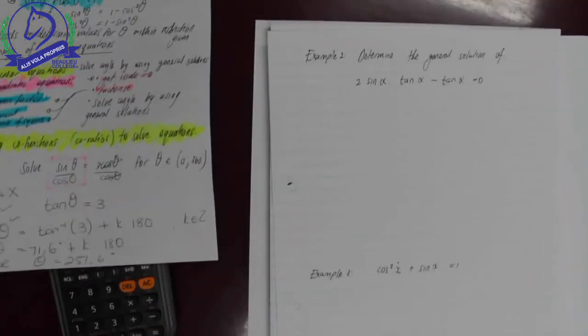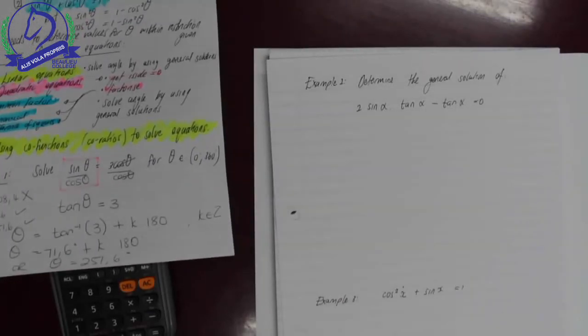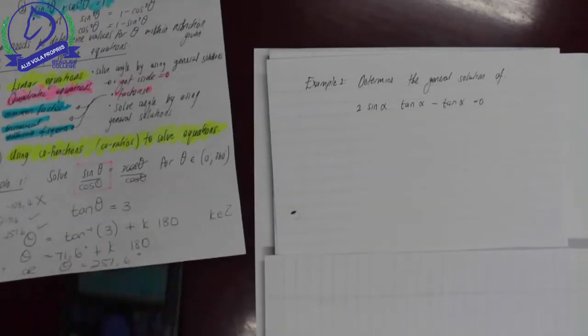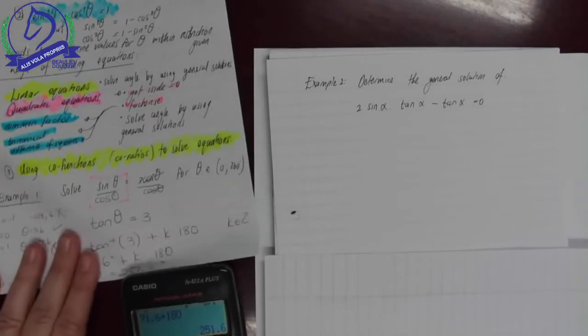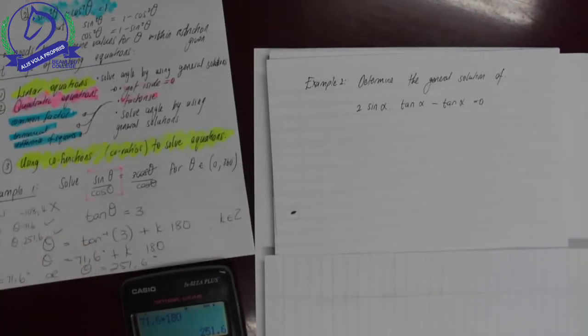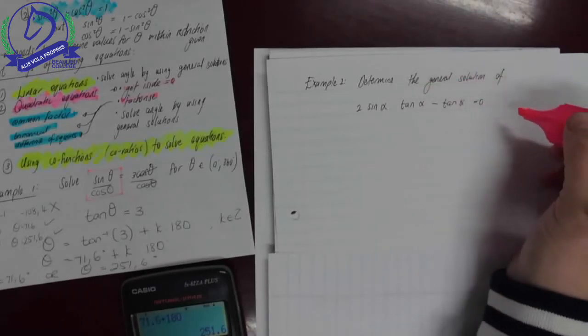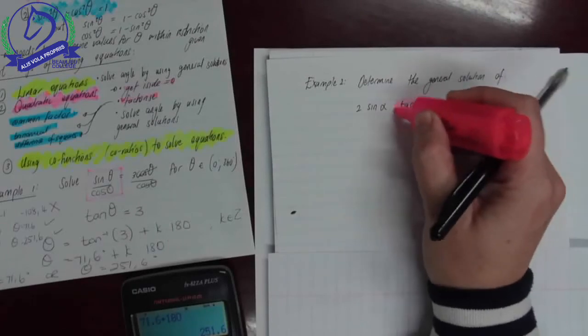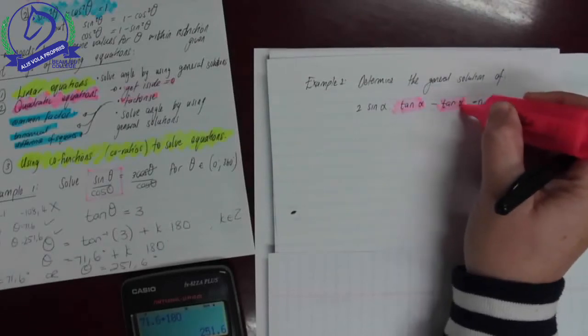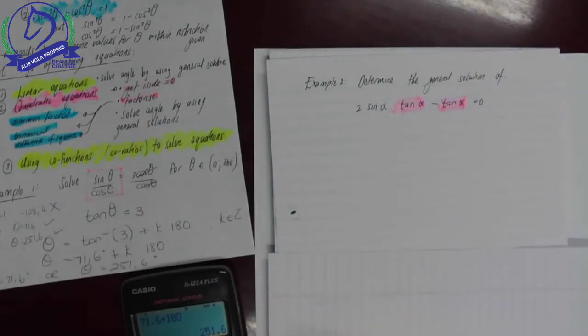Okay. So if I look at the next example that I've given you, I am saying to you, determine the general solution of 2 sine theta tan theta minus tan theta equals 0. I have an equation. My problem is I have two ratios in there. I cannot solve an equation if I have two ratios in there. I do notice a 2 term on the left, and in each term I have a tan theta.